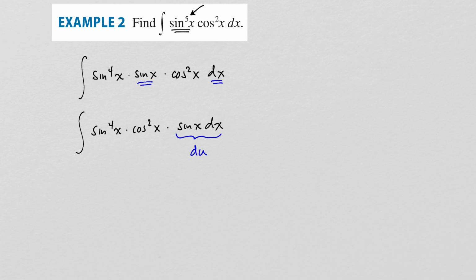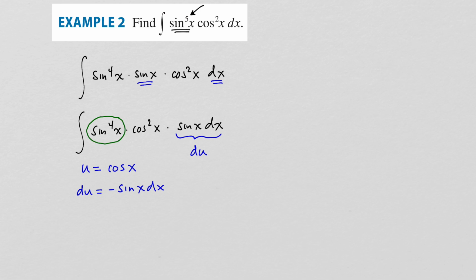But for that to happen, we would have to let u be equal to cosine of x, right? Because if u is cosine, then du would be negative sine of x dx. And again, we're not worried about the negative. We can adjust for that. But the whole principle here is that I'm going to let u equal cosine, and then du will contain the sine that we need. So the only question is, what do we do with sine to the fourth power?